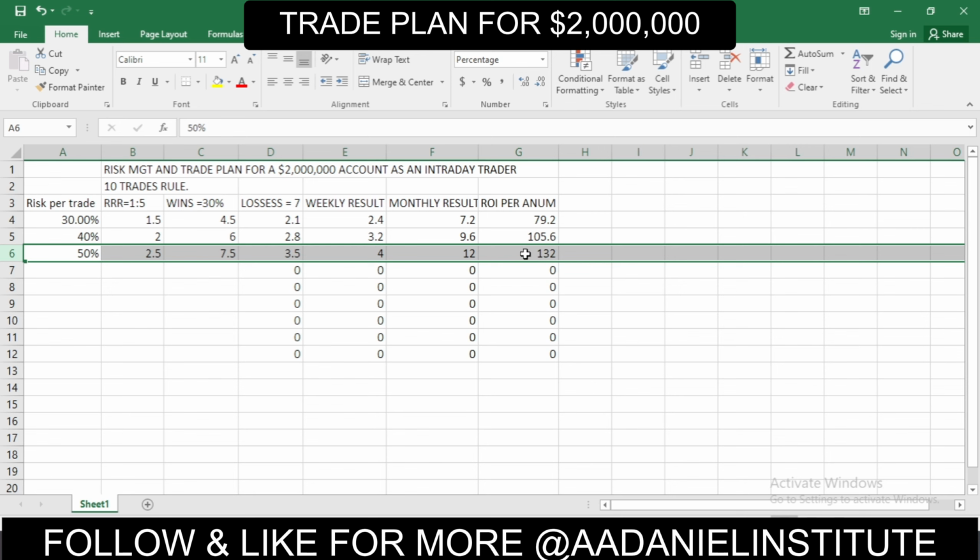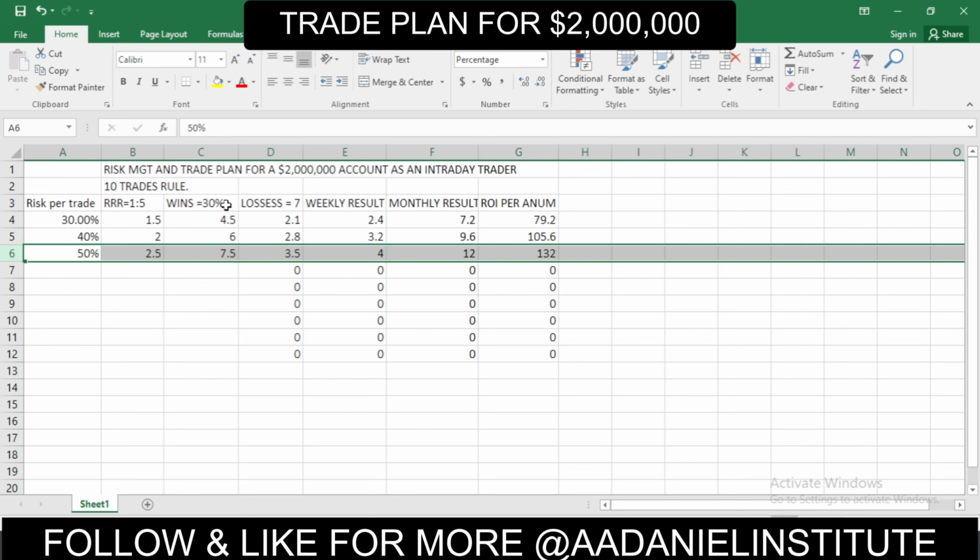Now imagine let's say we just use 10 months to calculate our ROI per annum. You still have 120%. Here you still have 96%. Here you still have 72%. Can you see, guys? This is very possible. Now this is for a 30% win rate. Imagine that.